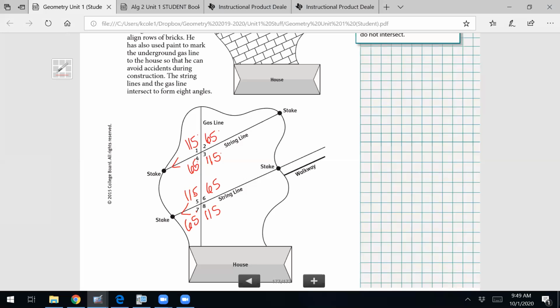Okay? Now, number 2 says the gas line is a transversal. We'll use that word a lot this year, transversal, of the string lines. Name an angle pair formed by these lines that match each description. 4 pairs of corresponding angles. Corresponding angles is defined over in the math terms.